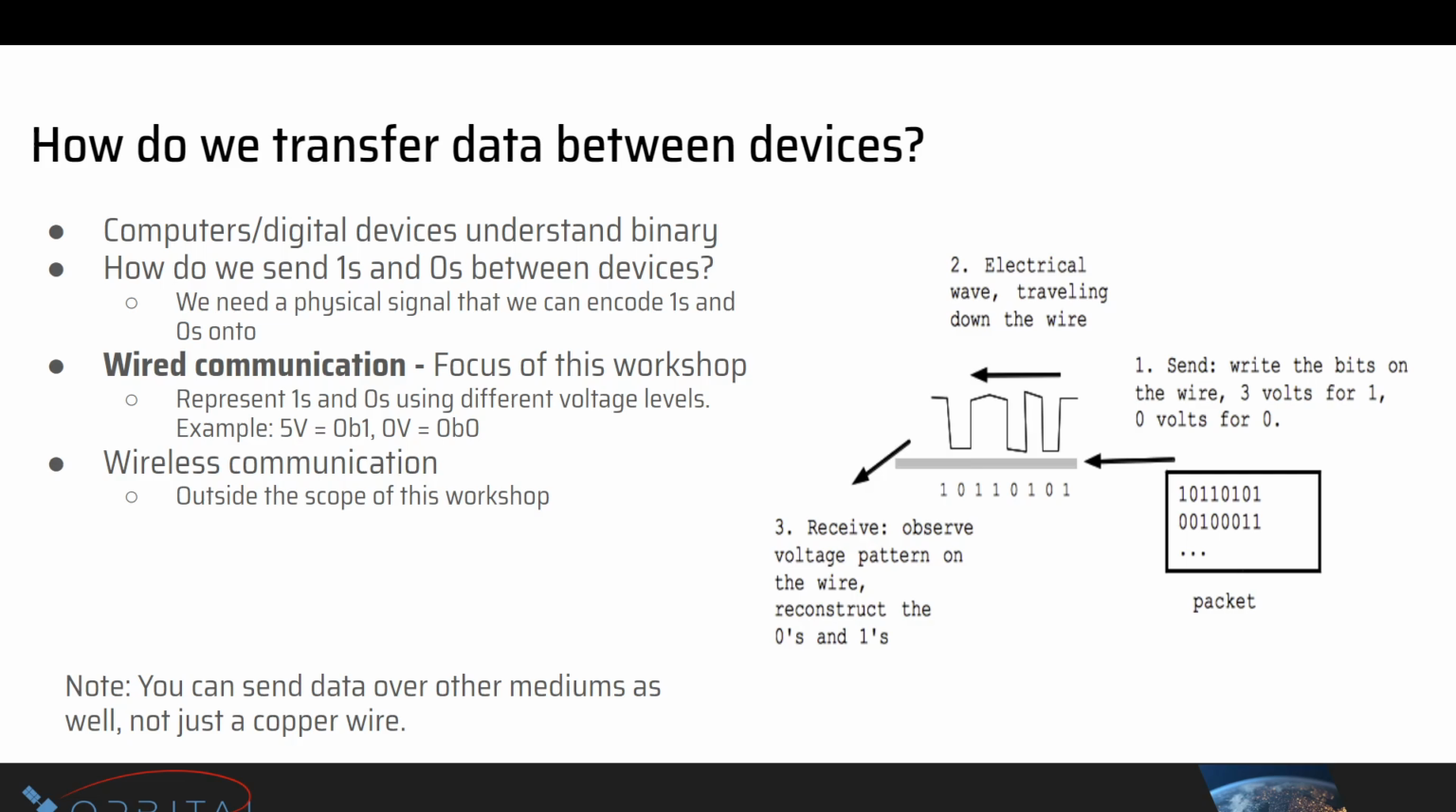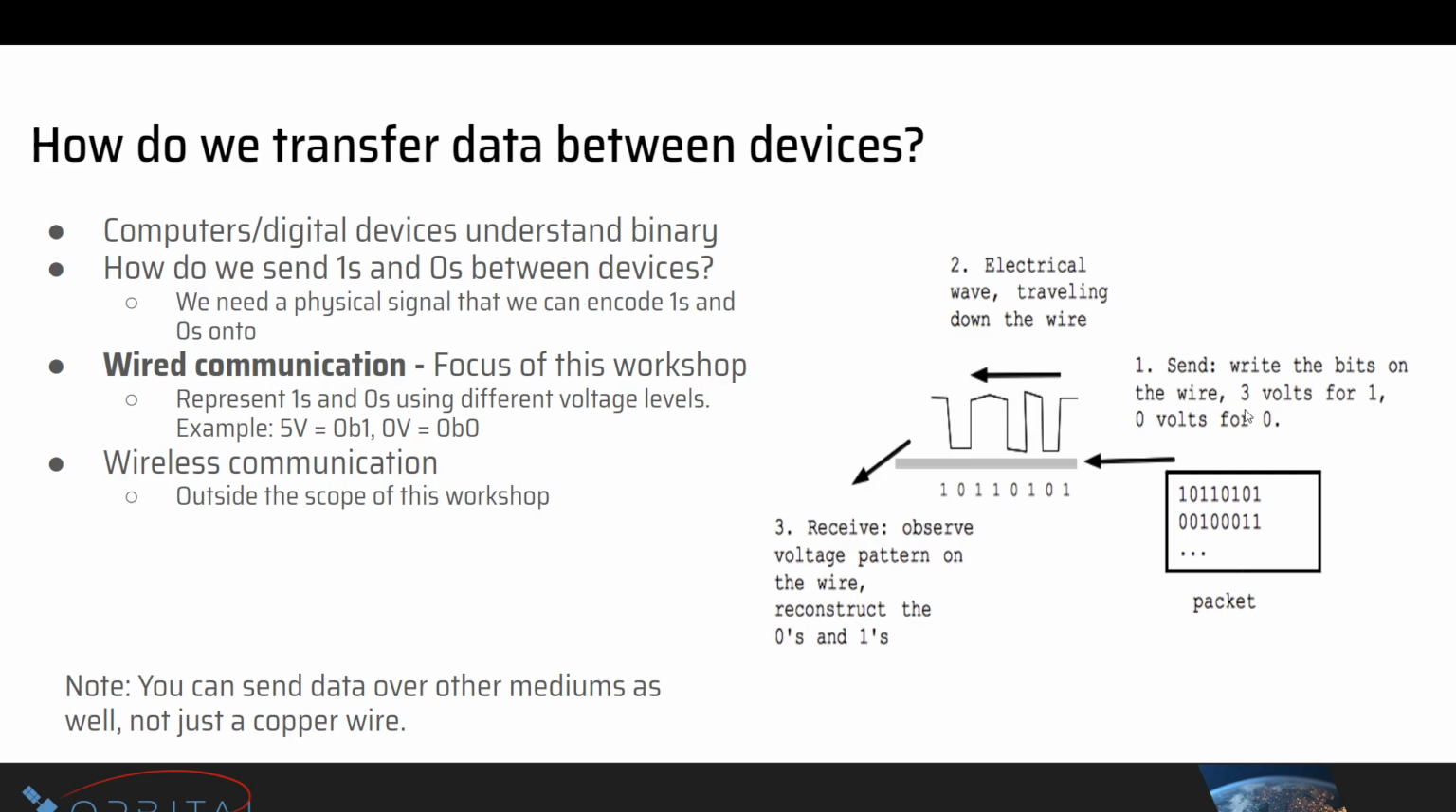So how do we transfer data between devices? Computers and digital devices understand binary. So to send ones and zeros between devices, you need some kind of physical signal that you can encode ones and zeros onto. The focus of this workshop is going to be on wired communication, so sending ones and zeros by putting different voltage levels on a physical copper wire. For example, putting 5 volts represents a 1, or putting 0 volts would represent a 0. We can also do wireless communication, which we do on our team in comms, but that's outside the scope of this workshop because that's a lot more complicated.